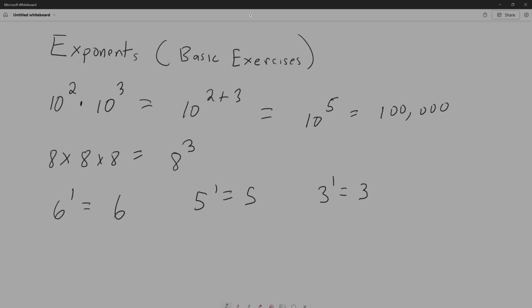Now, sometimes you're going to have a number raised to the 0 power. So 7 raised to the 0 power, that's going to be equal to 1. For example, 8 to the 0, that's equal to 1. Or for example, let's say you have 9 to the 0, that's equal to 1. Now let me erase the board.